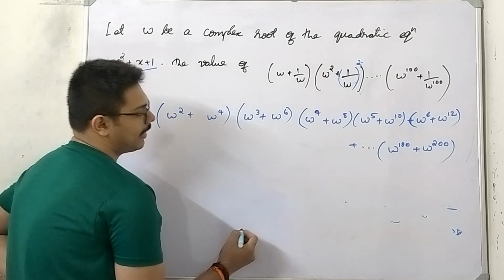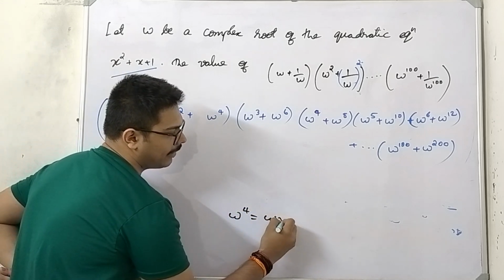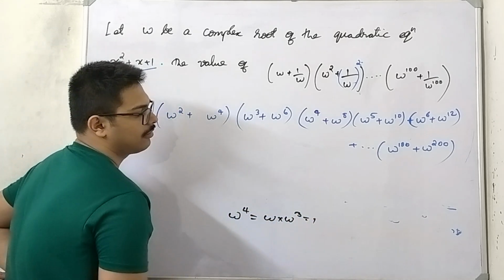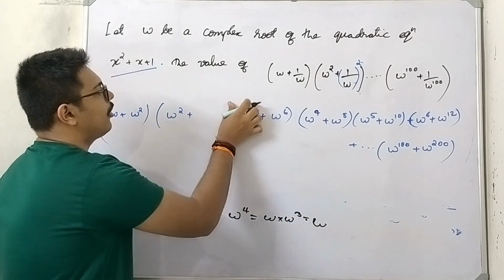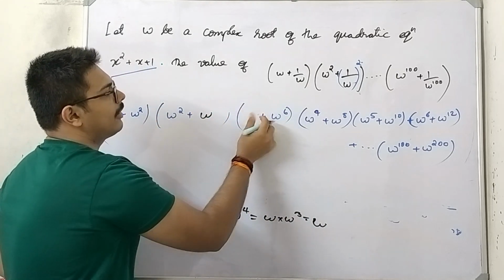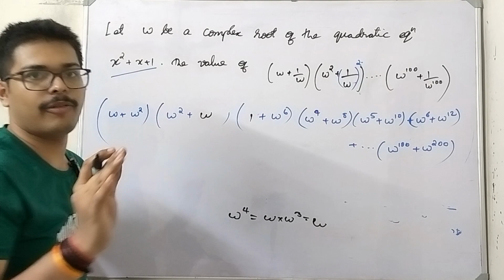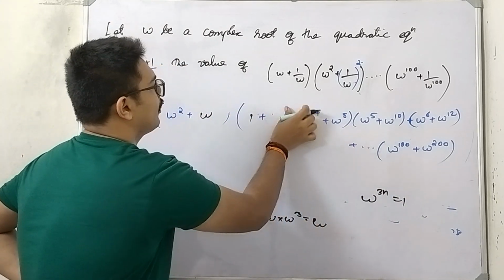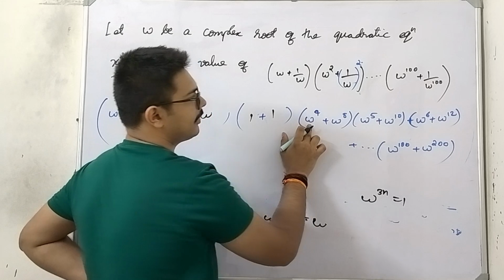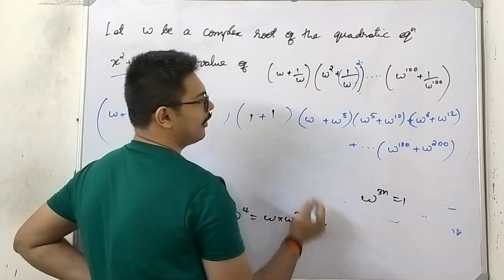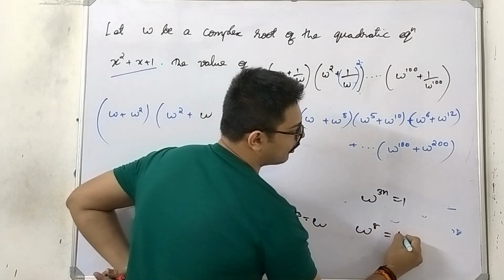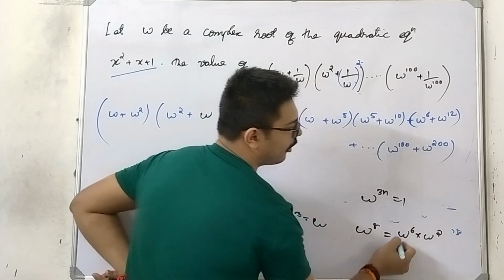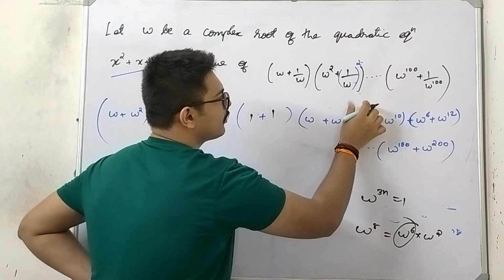Now what is omega raised to 4? Omega raised to 4 is omega into omega cube, which is equal to omega, since omega raised to 3n equals 1. What is omega raised to 8? It is omega raised to 6 into omega square, and omega raised to 3n is 1, so it is omega square.